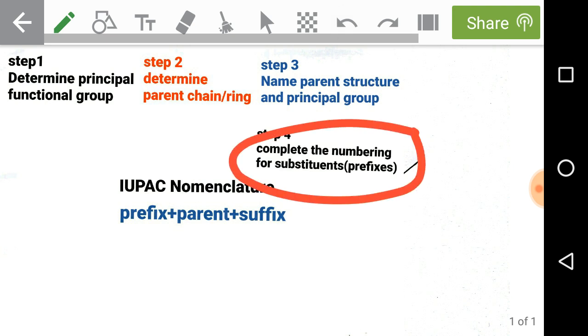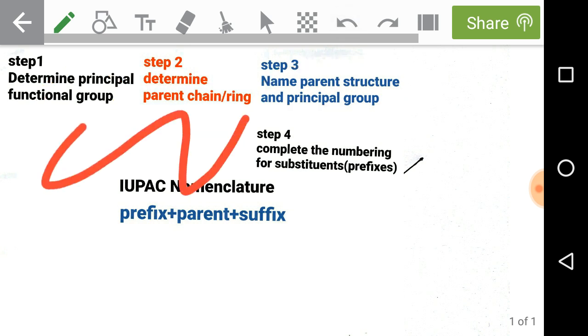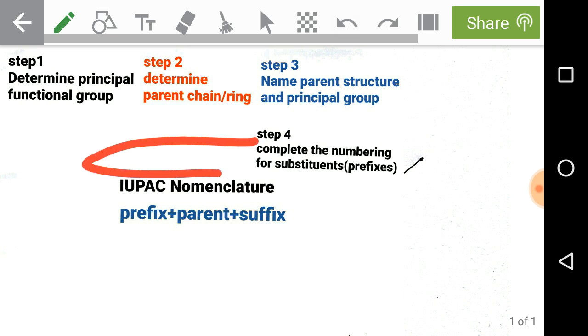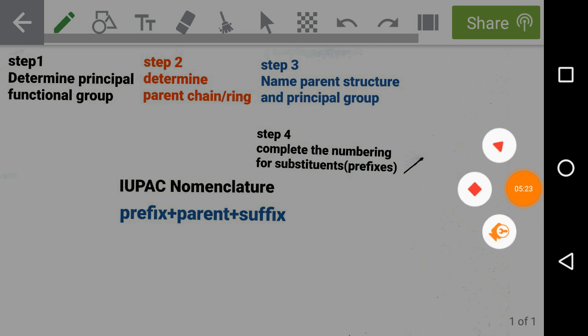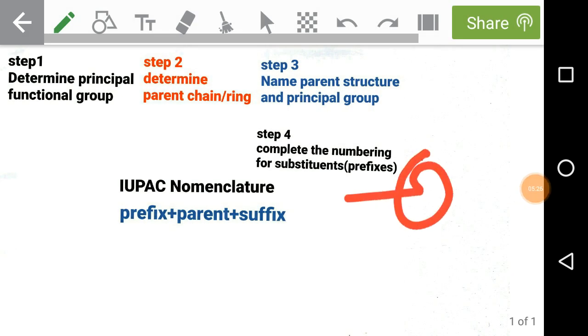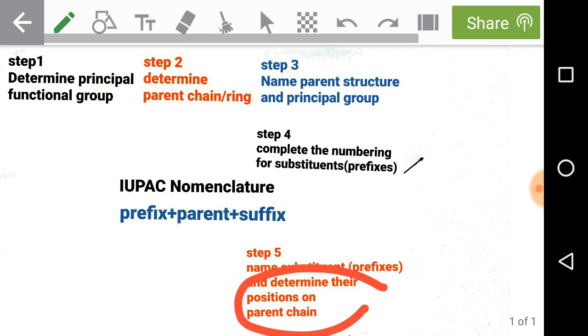The fourth step is to complete the numbering for substituents. After determining the principal functional group and parent, the other functional groups and substituents should be given numbering. Here we need to follow ascending numbers, that means from the principal functional group to the other side. So in the fourth step we complete the numbering for substituents and prefixes, and in the fifth step we name the substituents or prefixes and determine their positions on the parent.